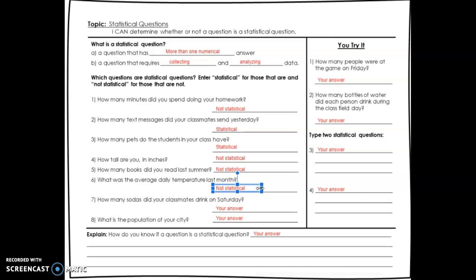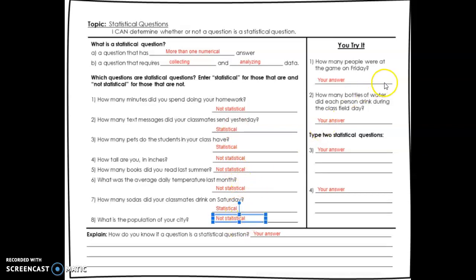How many sodas did your classmates drink on Saturday? That would be asking a bunch of people, so we would have many answers. So that is statistical. What is the population of your city? That has one answer, which means that is not statistical. Statistical.